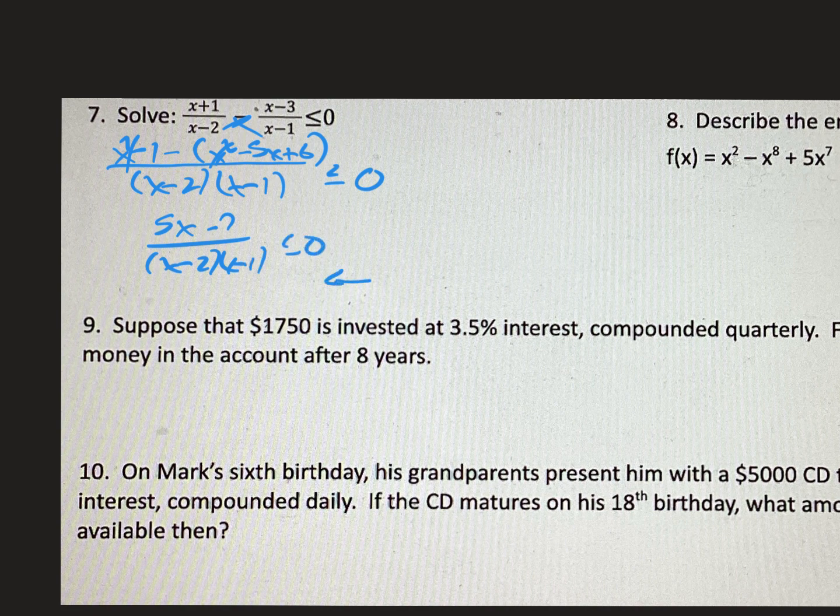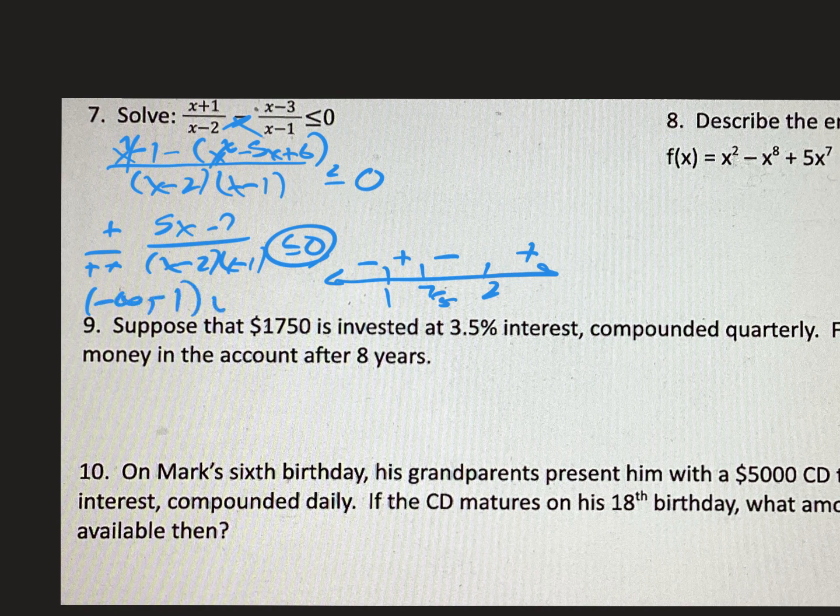Now I can draw my sign graph. I'm going to have a 1, a 7/5, and a 2 on my sign graph. Plug in 100 everywhere. The top's going to be positive. The bottom's going to be positive and positive. So it's positive there, negative, positive, negative. Because I'm looking for less than 0, I'm looking for negative signs, which are from -infinity to -1. With the parentheses, and also 7/5 with the bracket because it's on the top. Not to infinity, but to 2 with the parentheses because it's on the bottom.